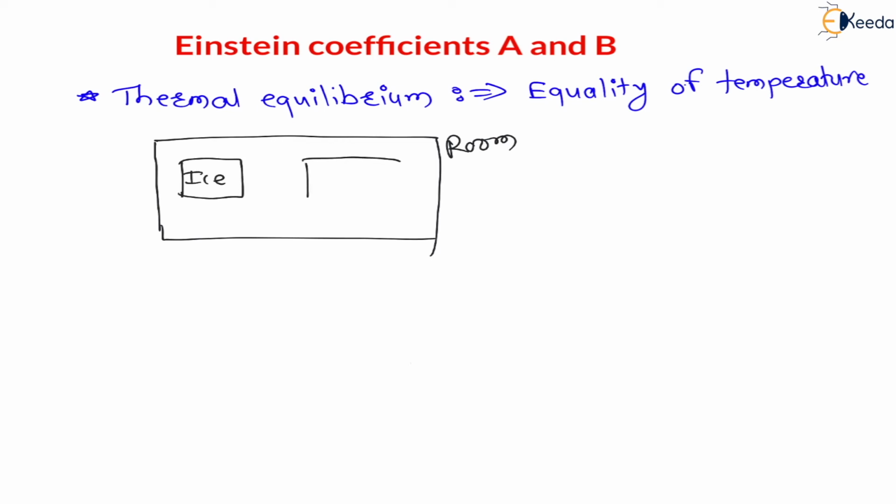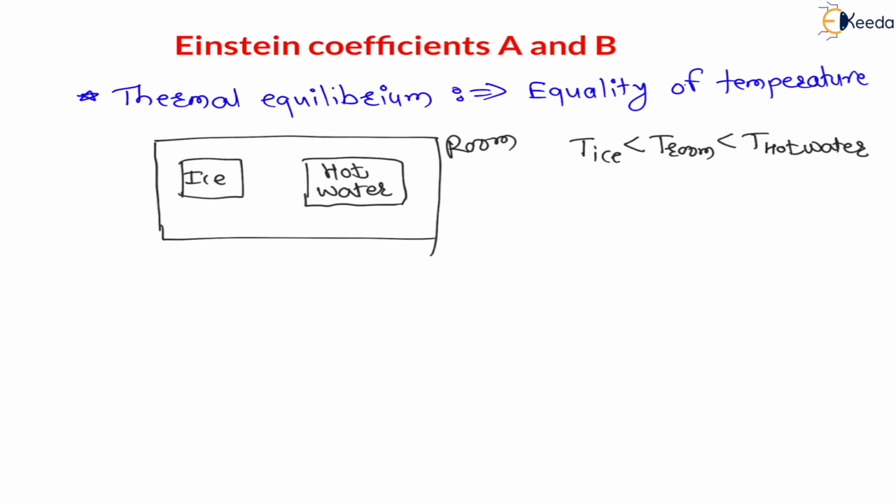Again, if you keep one water, let us say this is ice, and in the same room I am keeping hot water. Now let us say the temperature of ice will definitely be less than the temperature of the room, and the room temperature is less than the temperature of hot water. This is my relation. Initially, at time 0 seconds, the temperature of ice is minimum as compared to room temperature, and the temperature of hot water is maximum.